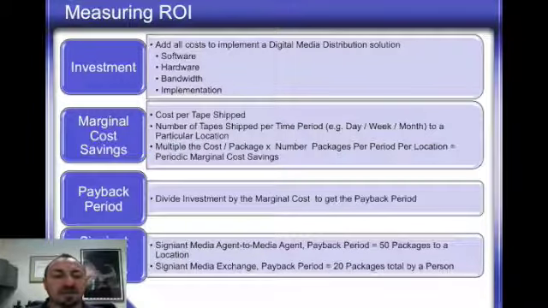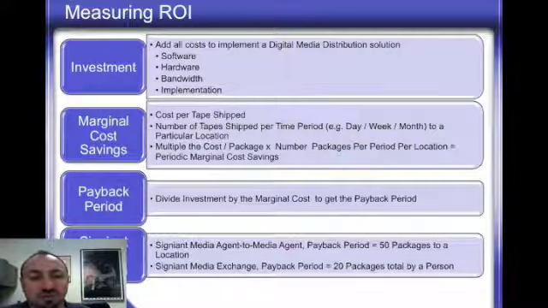Then you multiply the cost per package or per tape by the number of packages or tapes per month to a given location. That is your periodic marginal cost savings, your variable cost per month because you're shipping tapes. How do you calculate your payback period? You divide the investment. So if this initiative costs you $100,000 and you're spending $20,000 per week on shipping tapes, you've got about a 5-week payback. Divide your investment by the marginal cost to get the payback period.